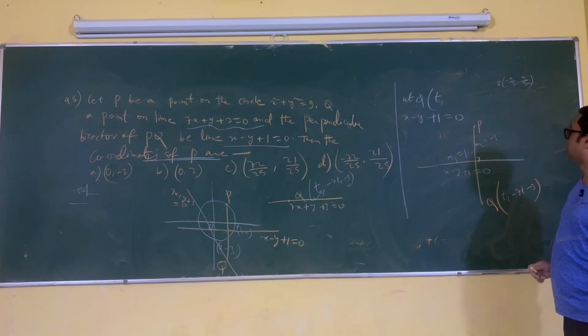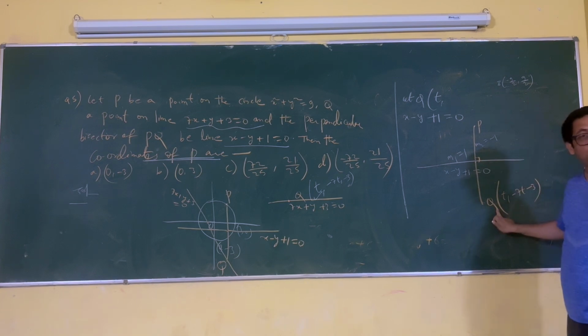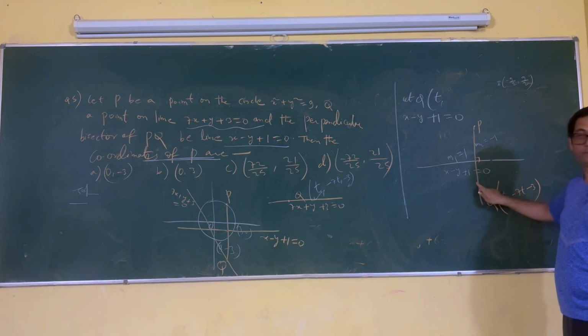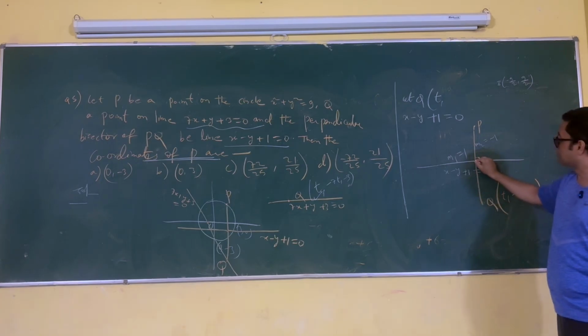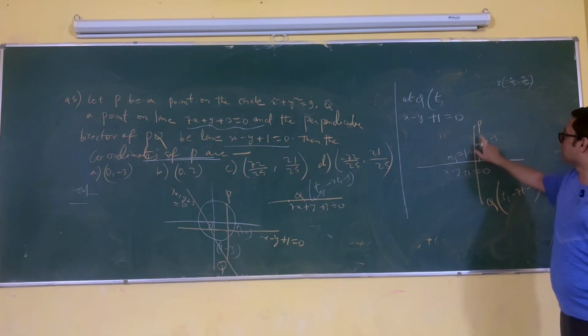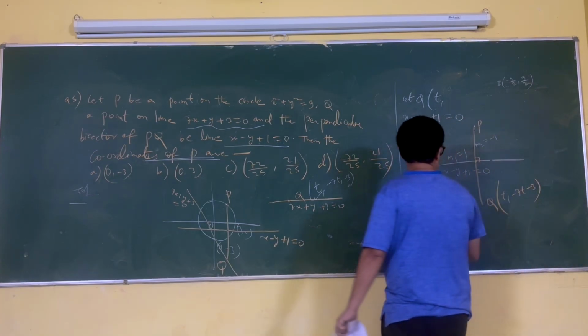So now we can do one thing here. First of all, we know the slope, we know the point. Can we get the equation of PQ and then solve both the equations? We can get this point, because this is the middle point. So we can of course get the point P also. So let's do this one.